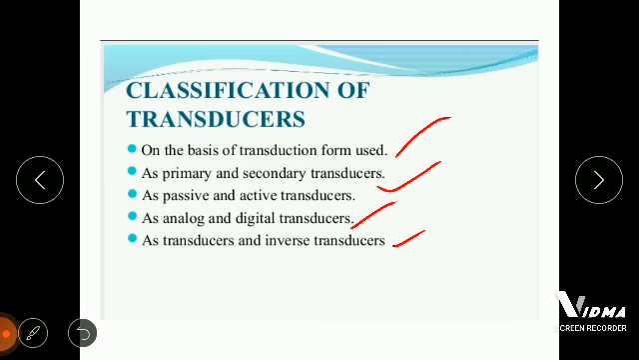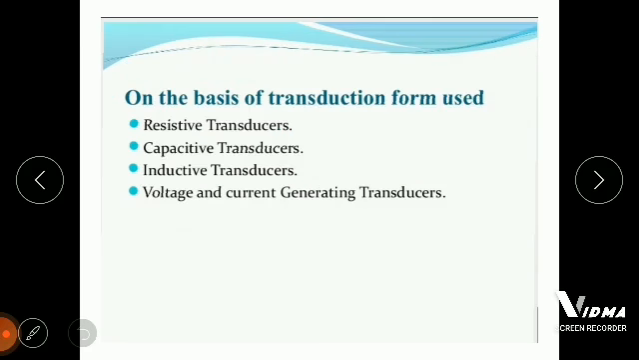On the basis of transduction form used, we have four categories of transducers. The first is the resistive transducer, the second is the capacitive transducer, the third is the inductive transducer, and the fourth is voltage and current generating transducers. So depending upon resistive, capacitive, inductive elements, or voltage and current generating transducers, we can classify the transducer based on the transduction element.